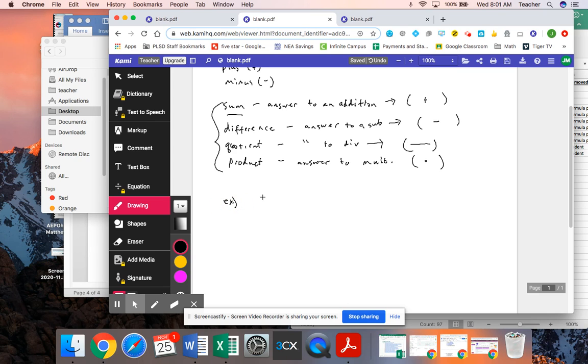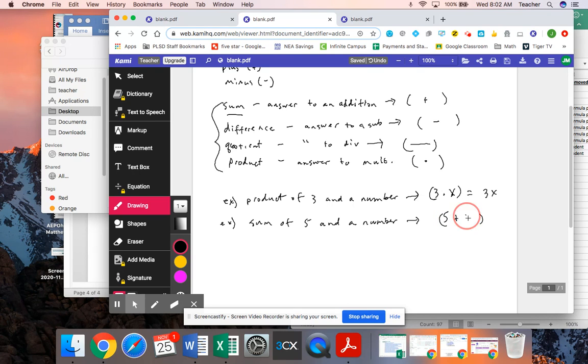So what if, for example, I said, find the product of 3 and a number. Well, product means this: 3 and some number. If we don't know the number, remember, we use a variable to represent the number. You can write that more succinctly as just 3x. If I said the sum of 5 and a number, for example, I see the sum of 5 and a number.